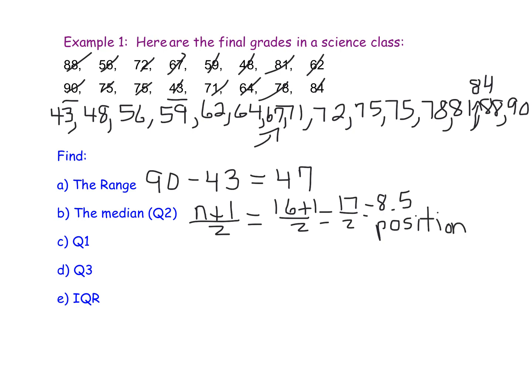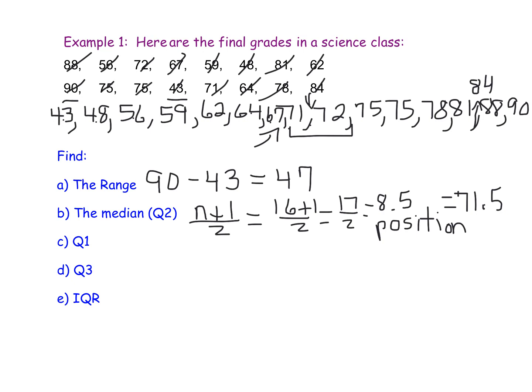So we're going to count in 1, 2, 3, 4, 5, 6, 7, and 8. And of course there's no number in the 8.5 spot, and so we have to figure out what that number would be, which would be halfway between our values 71 and 72. So it appears that our median would be 71.5 in that case.